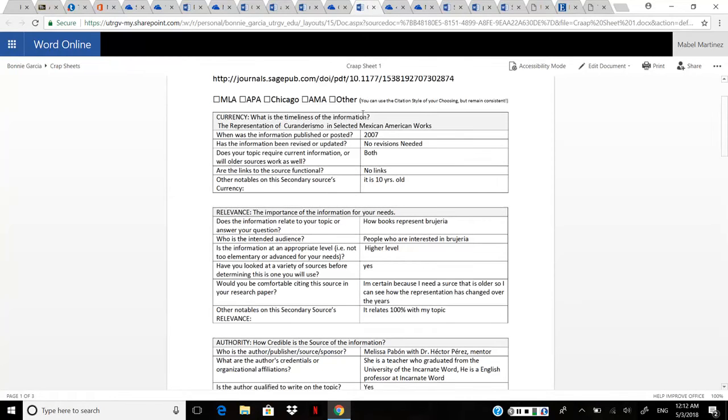I will use it for all my history classes, or even if I were to take another English class, I would definitely use these crap sheets for any of my papers, so I can find the strongest sources, so it'll bump up my grade and be a good, concrete paper. So next would be the writing process question.